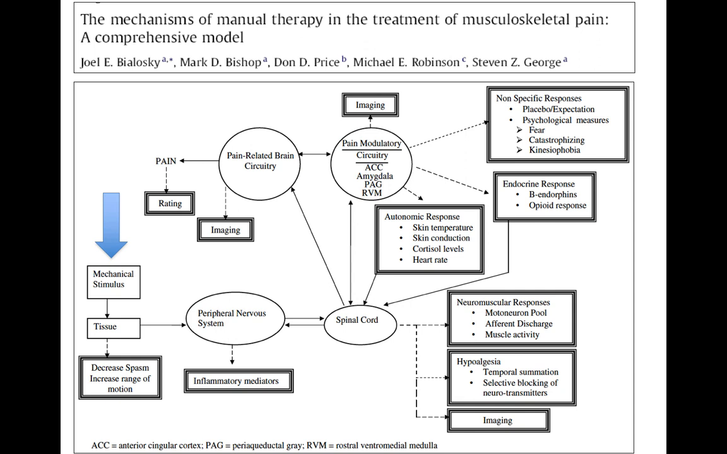The mechanical stimulus is elicited here, and then a whole plethora of responses are going to occur. Decreased spasm, increased range of motion, release of inflammatory mediators. We're also going to see hypoalgesia as a side effect, as well as neuromuscular responses. We're going to have endocrine responses, which is going to include release of beta endorphins and more or less an opioid response. There's going to be some autonomic responses and other nonspecific responses, such as placebo, expectation.